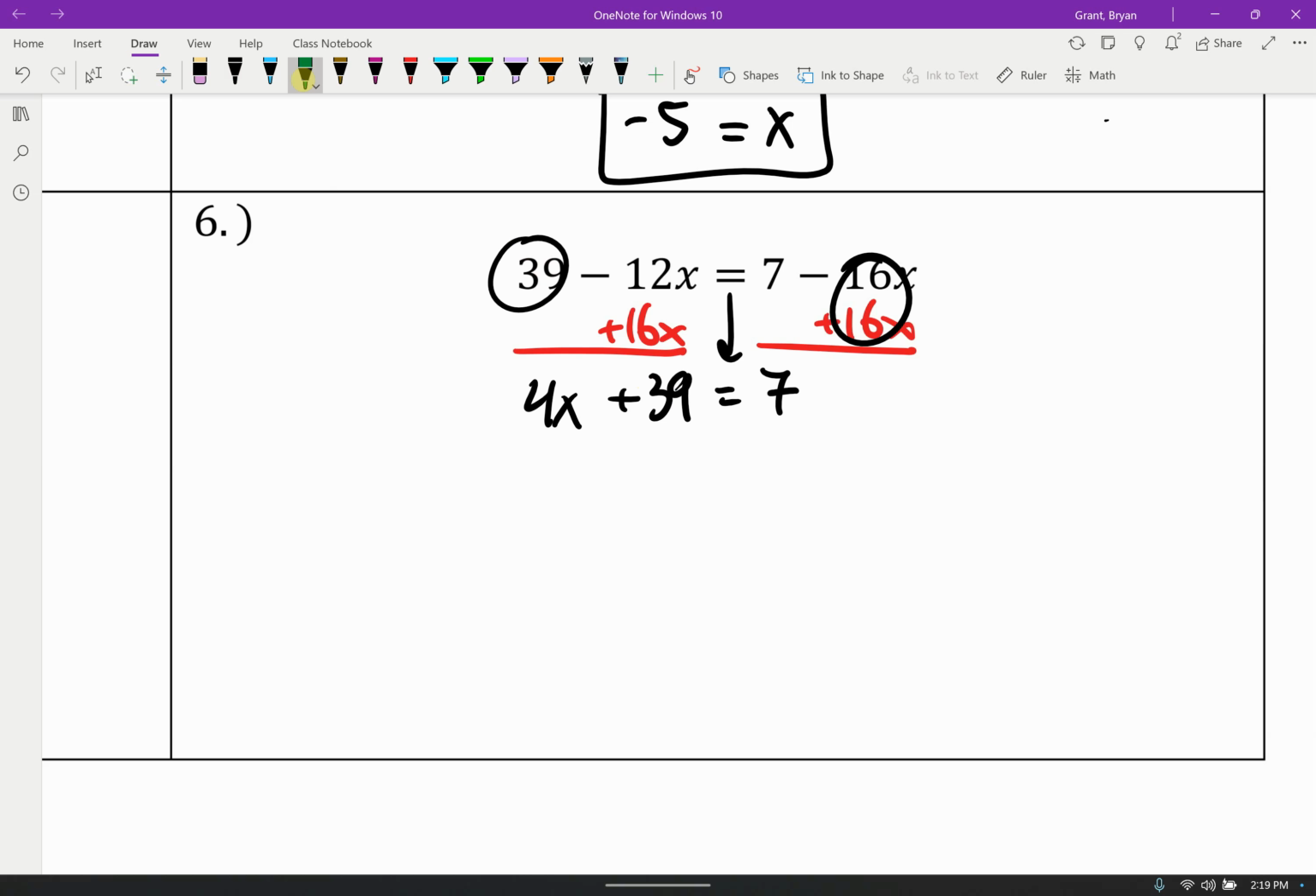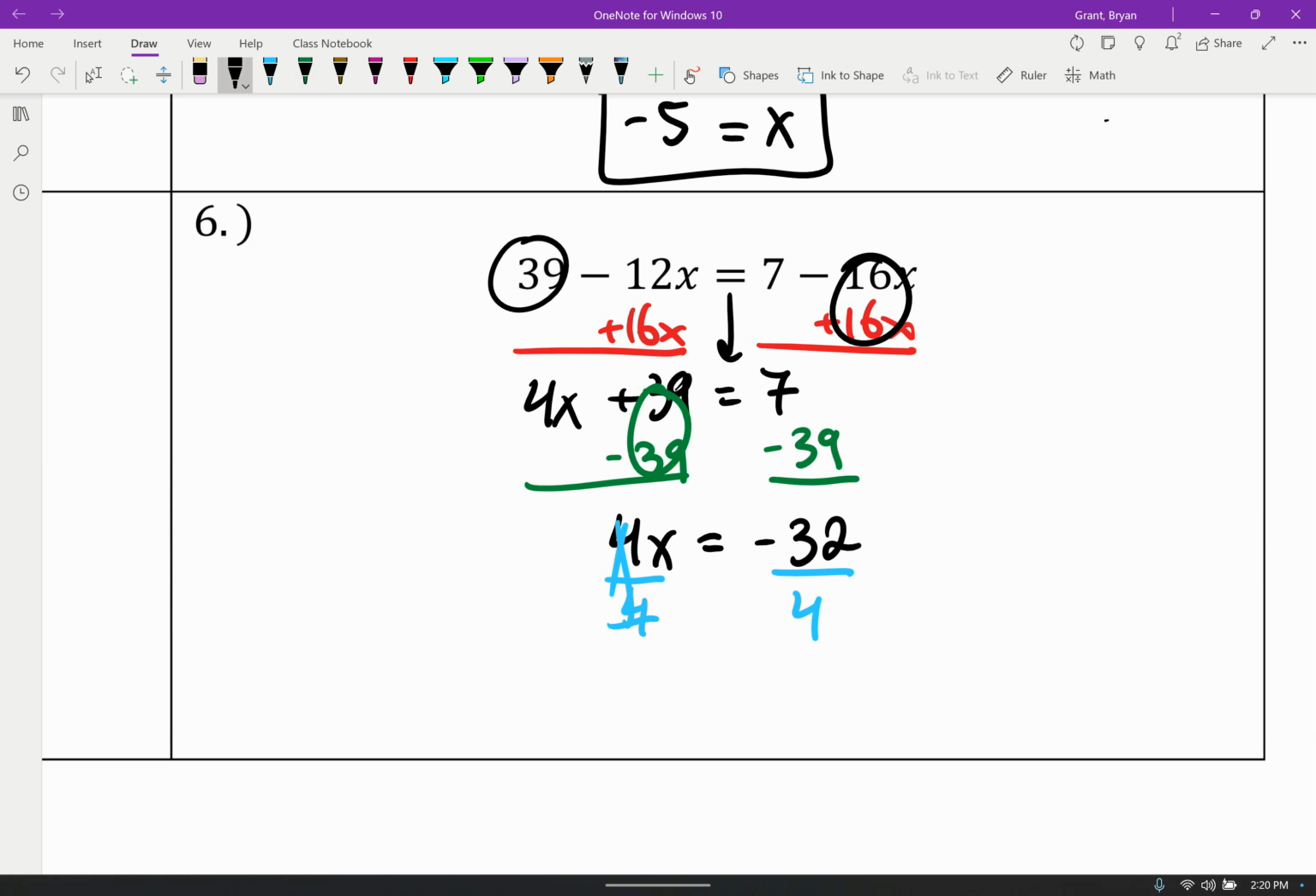Last two steps. We're going to subtract 39 from each side. That leaves us with 4x equals, let's say, 7 minus 39. You may need your calculator for this one. I think that's going to give us negative 32. And let's finish it off. Divide off the 4. And that leaves us with x equals negative 8.